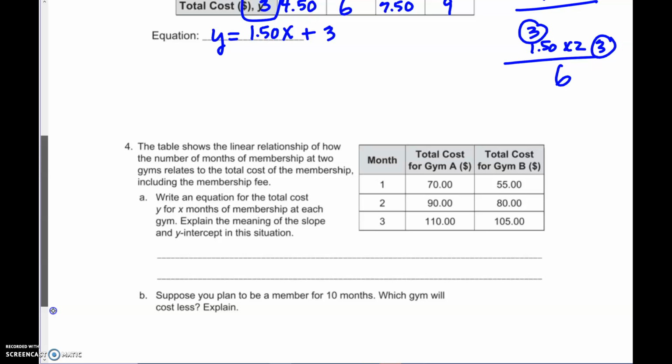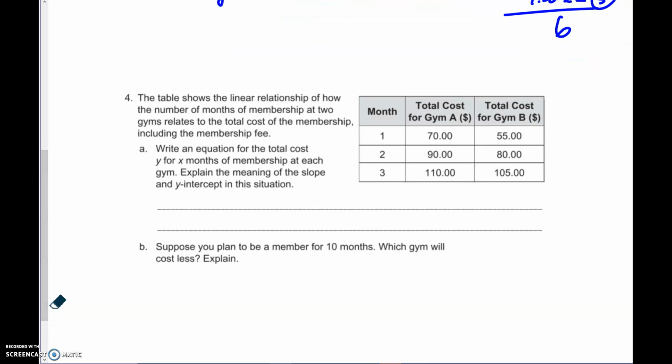All right, I think we have some more problems on here. So one more problem. The table shows the linear relationship of the number of months of membership at 2 gyms related to the total cost. So we have Gym A and Gym B. Write an equation for the total cost for each gym. Okay, so Gym A is going to have an equation, and Gym B is going to have an equation. Okay, so they want us to do that. Y equals blank x plus blank.